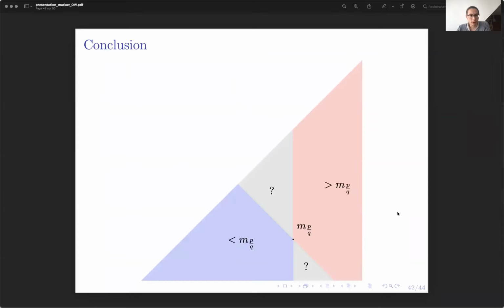Okay, so in conclusion, if you have a Markov word P over Q, you have all the Markov words in this region here in red that are greater than it, and all the words in this region in blue, which are less than this one. And in order to prove the Frobenius conjecture, we only need to look at these two regions in gray.